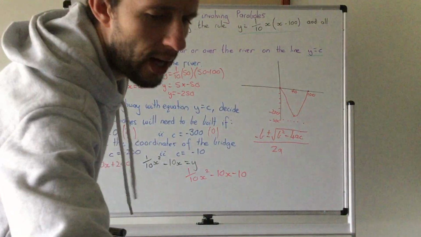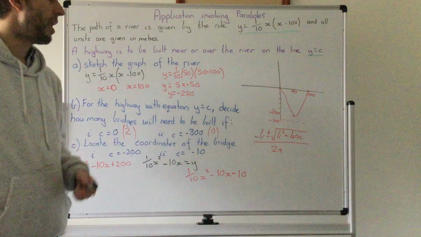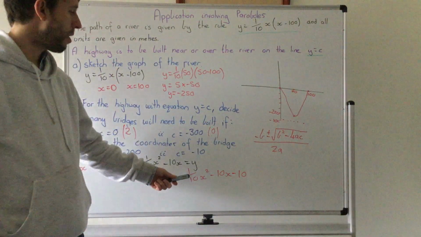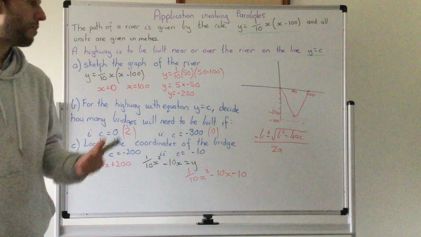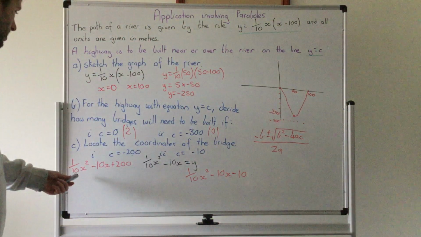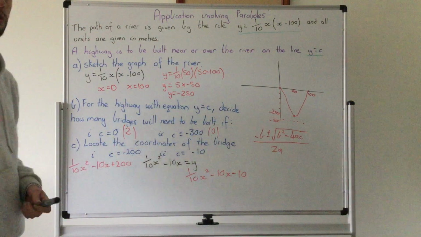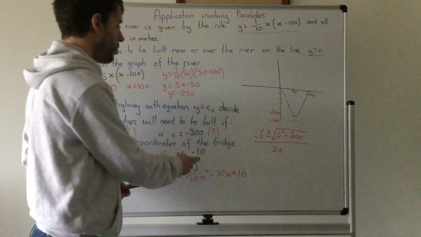I'm just grabbing my calculator because now we are going to be putting our values into this formula. Just remember, 1/10 is a, negative 10 is b, and c is 10. Same for this side, except c will be 200. This should be a positive because I moved it over.